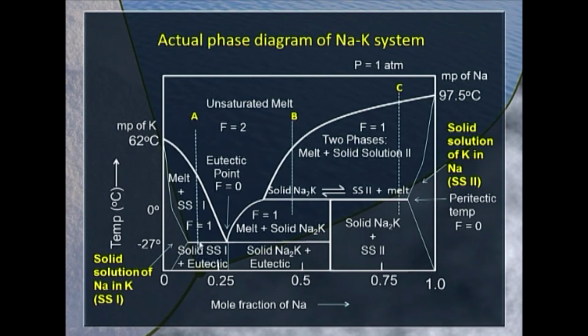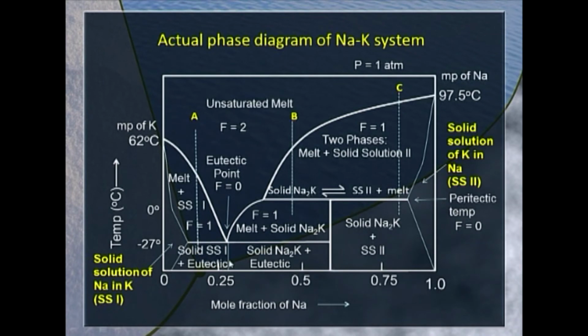As the cooling continues, more and more of solid solution 1 comes out, and this process continues till we reach the eutectic temperature, at which a third phase makes its appearance. In this case, it is solid Na2K. The system becomes a 3-phase system. As long as 3 phases coexist, the temperature will not decrease. That means when the molten mass is completely solidified, the number of phases remaining will be 2 and cooling can continue.